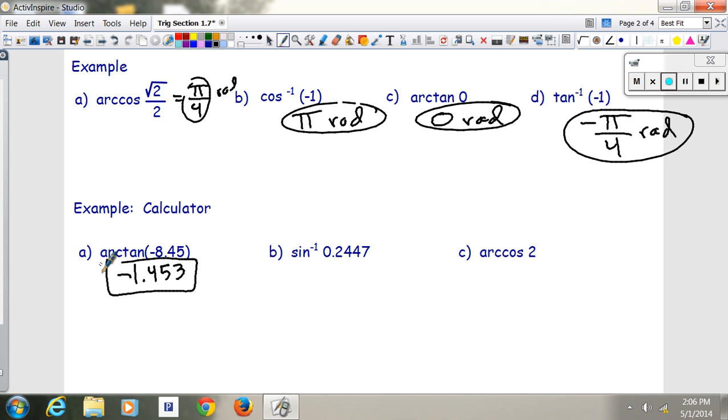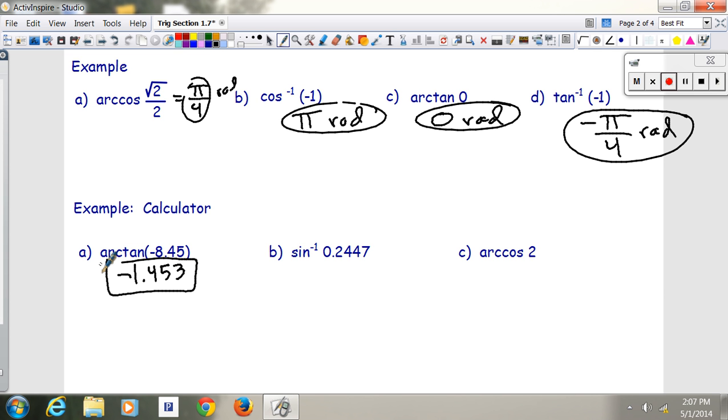No, you just plug it in like this. Hit the DRG button. Oh, there's a C right next to Maria right there. Okay, so you should get the negative 1.453 radian. That would be what you get there.